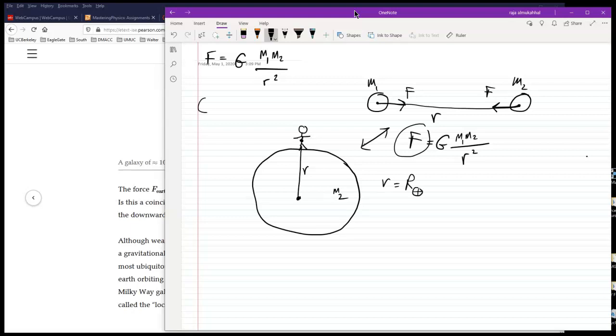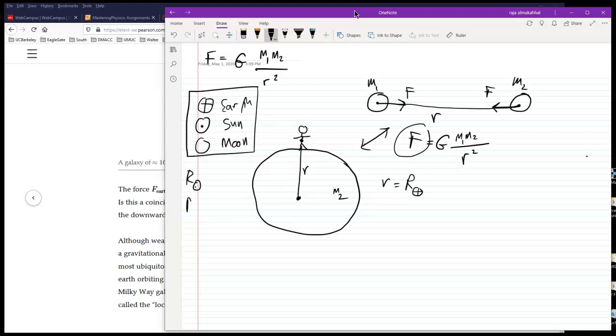By the way, this symbol means Earth. I use it a lot. This symbol means sun, and the circle with nothing in it is moon. These are popular symbols among astronomers. So for example, I say the radius of the sun like that, radius of the Earth, the distance between the Earth and the sun, you see what I'm saying? Or the distance between the Earth and the moon, and so on, okay?